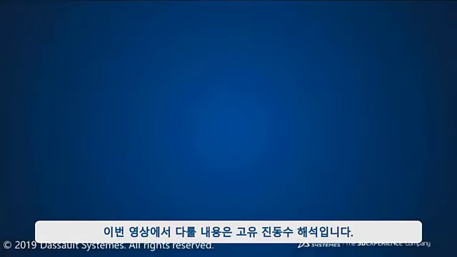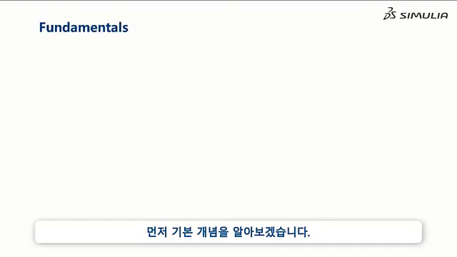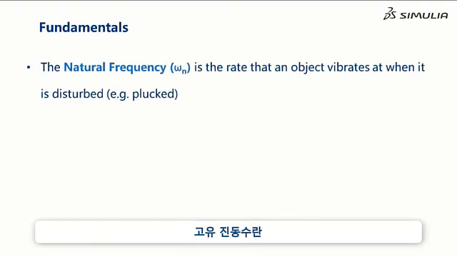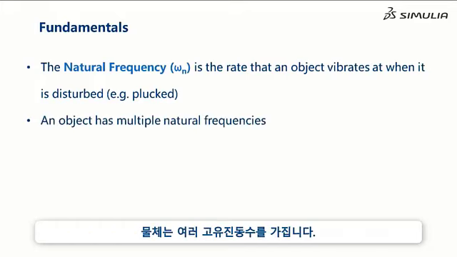In this video, we will introduce and discuss natural frequency analysis. First, let us discuss the fundamental concepts. The natural frequency, denoted as omega sub n, is the rate that an object vibrates at when it is disturbed. Objects have multiple natural frequencies.